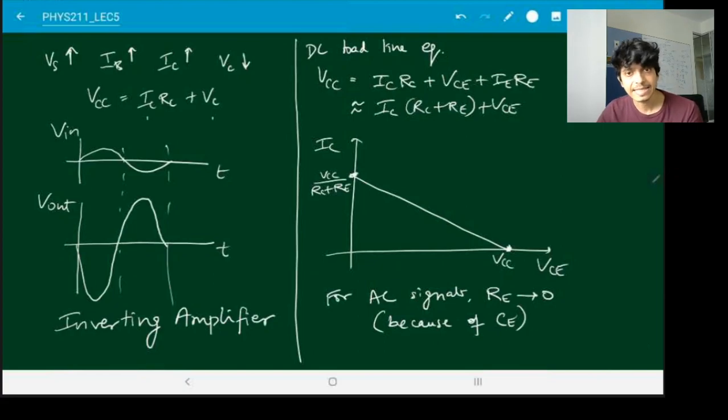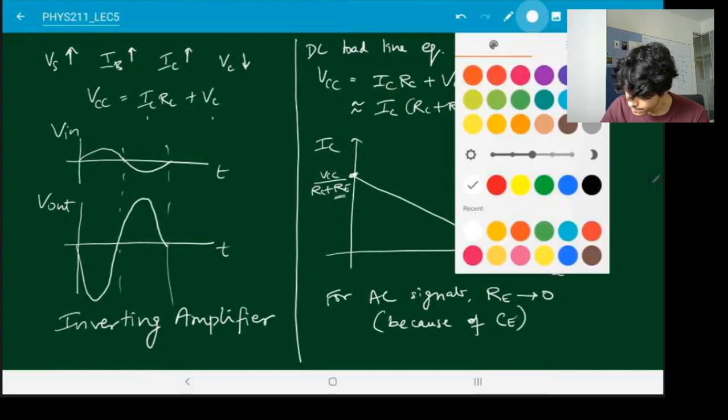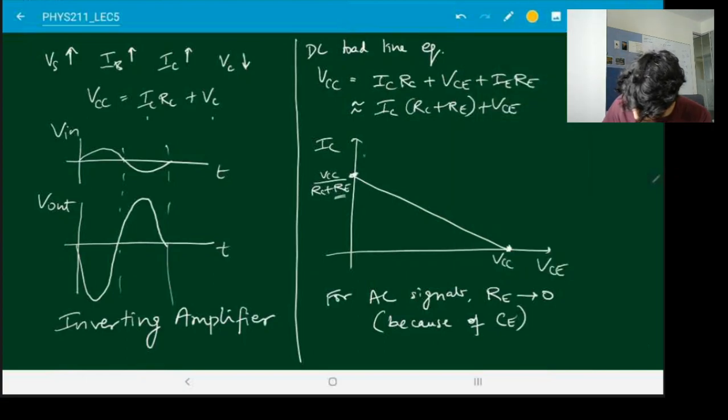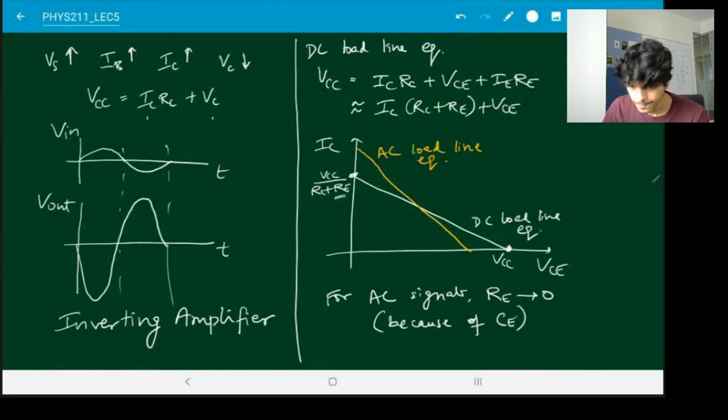So as far as AC signals are concerned, this RE over here is 0, and so for AC we get a different load line equation, and it looks something like this. So this is called the AC load line equation, and this is called the DC load line equation. And the intersection of these two lines is what we call our Q point.